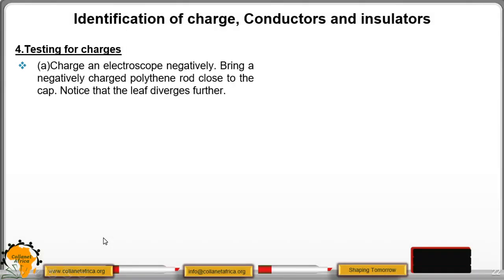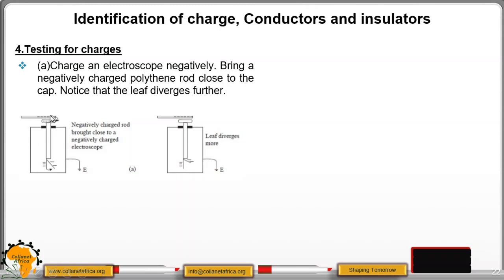Then we move to the next use, testing for charges. We have the first case. Charge an electroscope negatively and bring a negatively charged polythene rod close to the cup. Notice that the leaf diverges further. Note here that the rod is negatively charged and the electroscope is negatively charged as shown in this diagram.